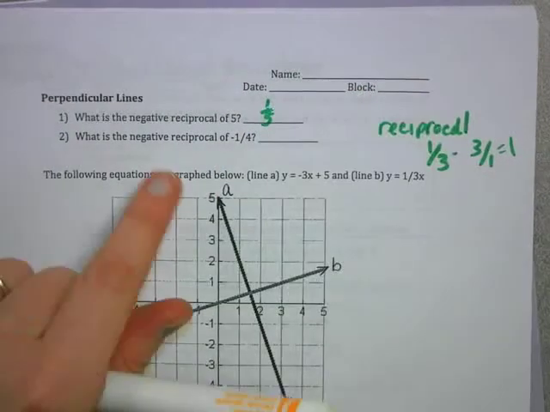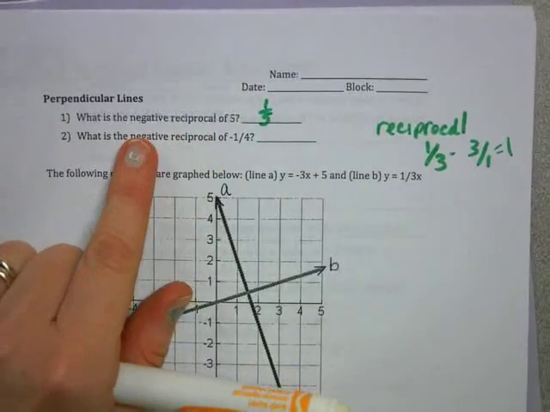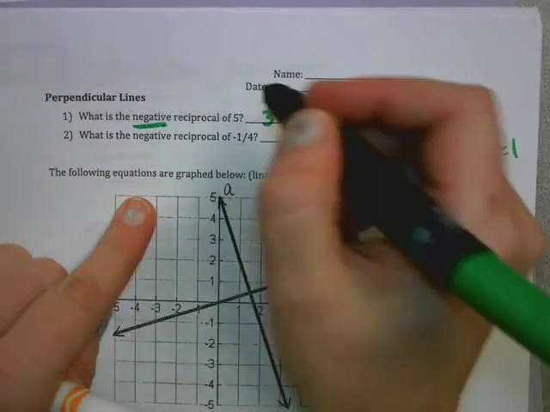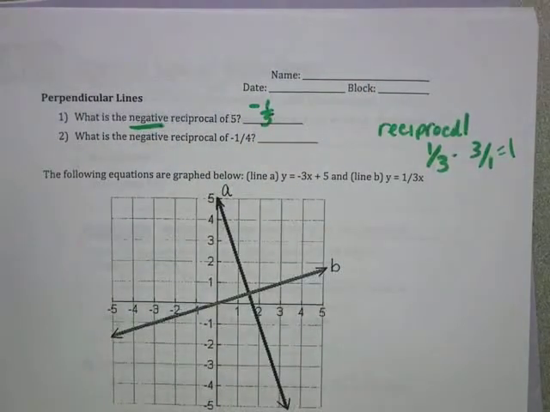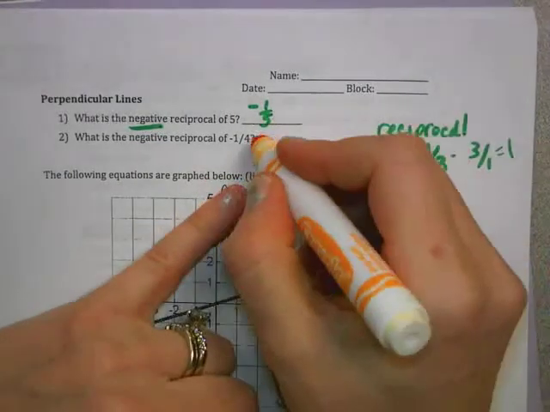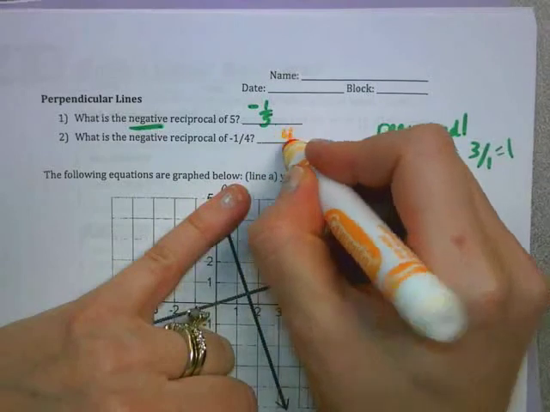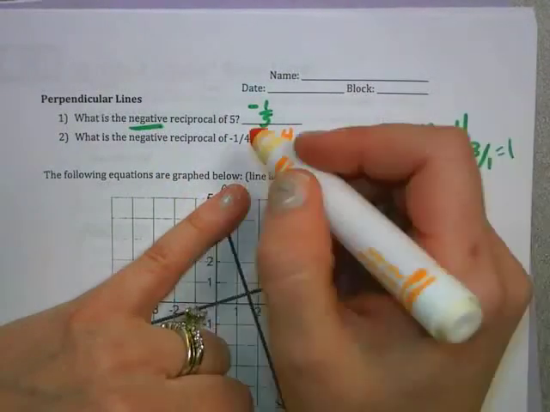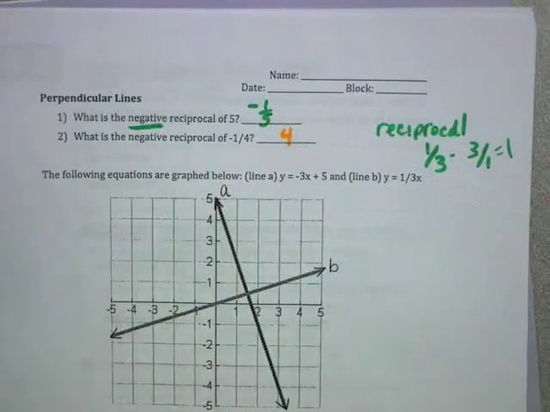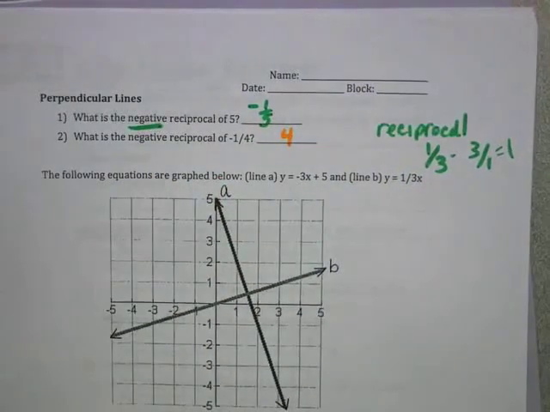But it doesn't say just reciprocal. It says negative reciprocal. So we need to put a negative sign in front of it. So when I look at number 2 and it says what's the negative reciprocal of -1/4? Well, the reciprocal of 1/4 is 4/1. I can just write 4. But it was already a negative, so I need to take the opposite of that, which is +4. So the negative reciprocal of -1/4 is +4.